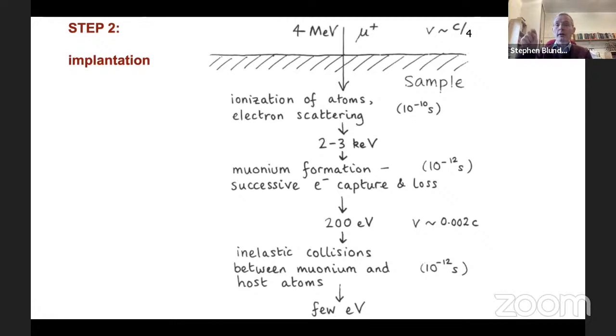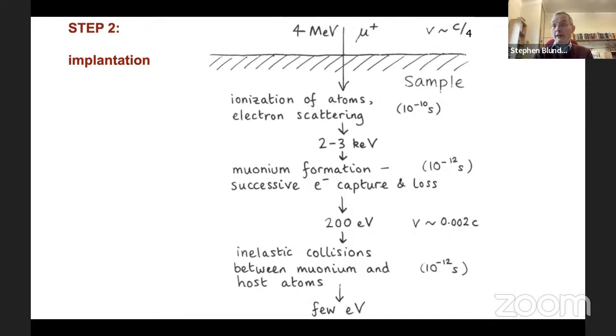So they will capture an electron and get rid of it, and capture and get rid of it. This all happens on a very, very short time scale until the energy of the muons is down to a few hundred electron volts. And then eventually they will stop, somewhere in your crystal. So in one of Sergei's pyroxenes, they will stop near some oxygen anion. And at this point, they will have very little energy.